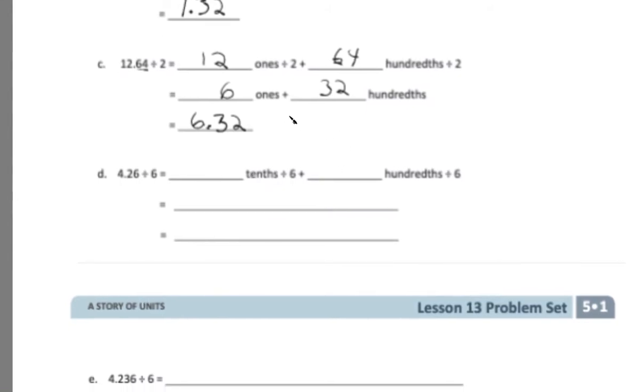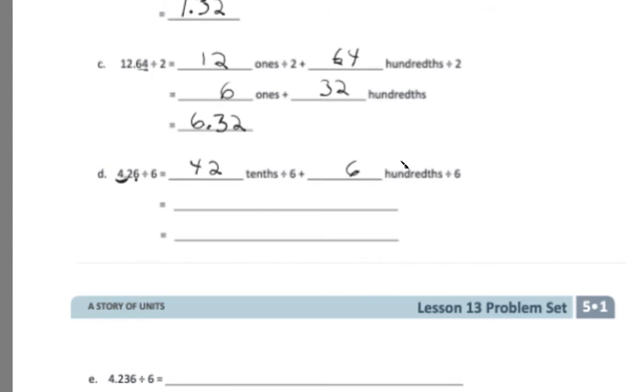And on this last one, it looks different, but it's actually the same. They just want us to decide how to break it up, right? So we've got 4 and 26 hundredths divided by 6. Well, 4 doesn't divide nicely by 6. 2 doesn't divide nicely by 6. 6 does, right? 6 divides nicely by 6. And look at that, 42 divides nicely by 6. So this 4.2 we're going to call 42 tenths. And 6 divided by 6, that's 6 hundredths.